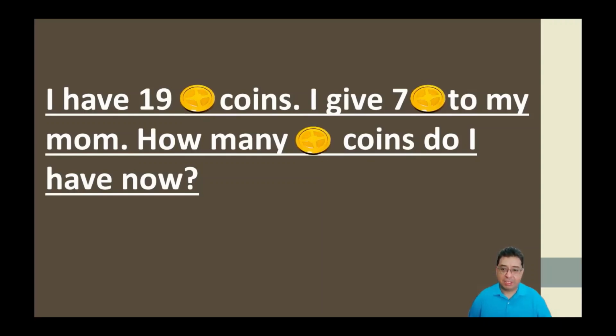And how are we going to set up this problem here? Yes, you're going to write 19 minus 7. And what does that equal, by the way? What is the answer to this? That's right, the answer is 12 coins.